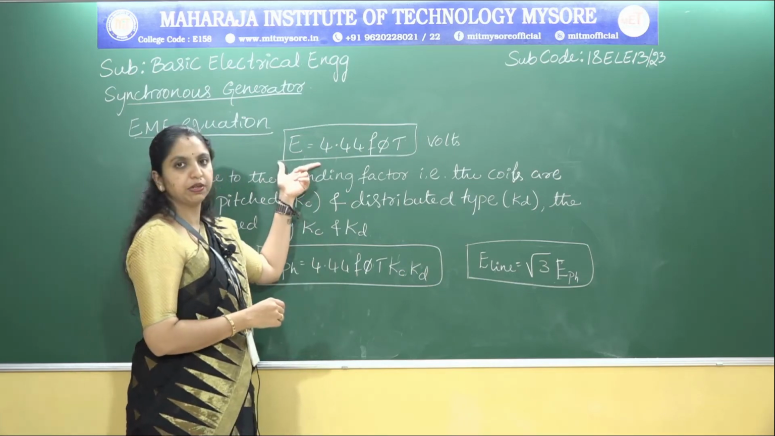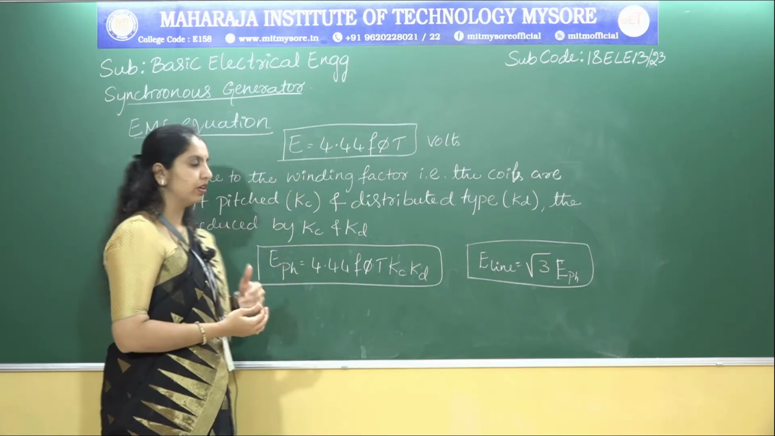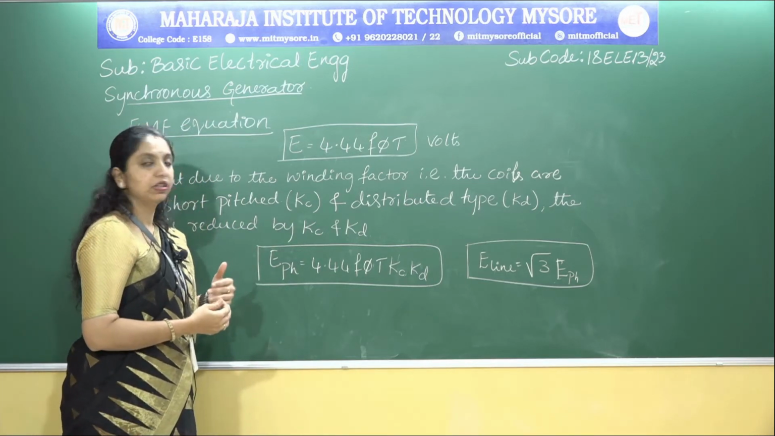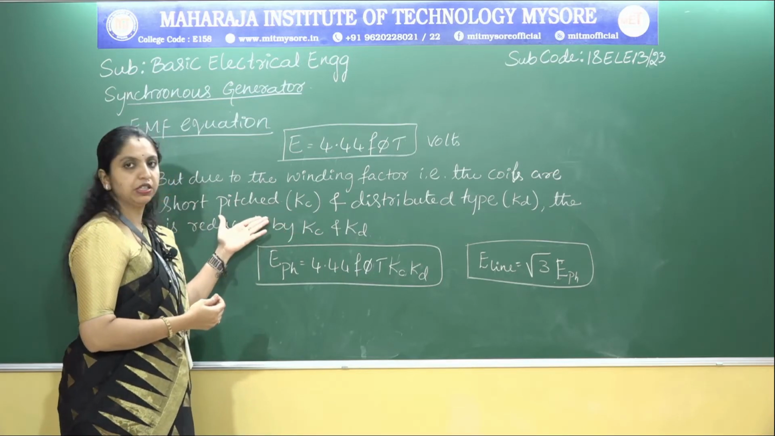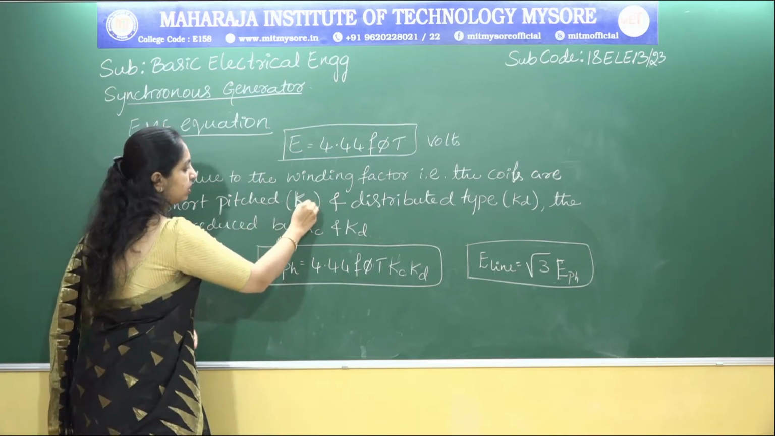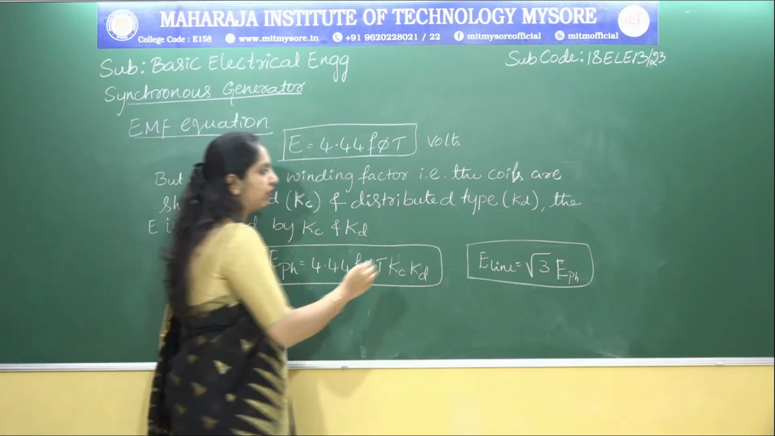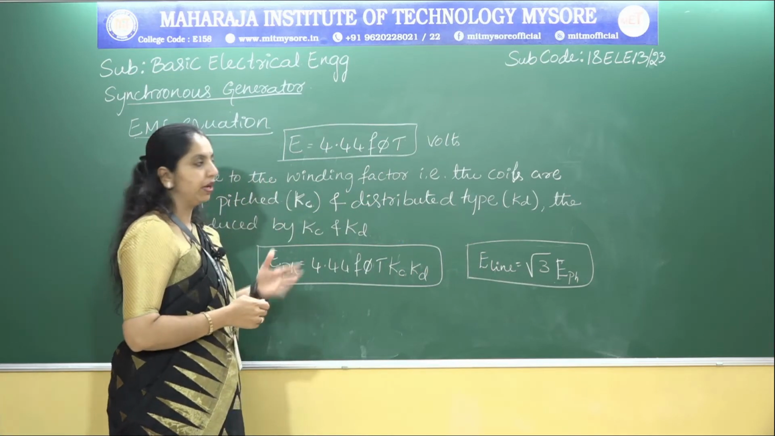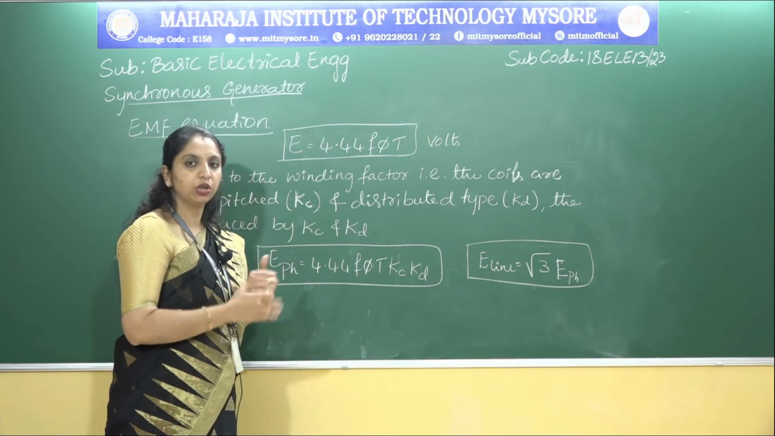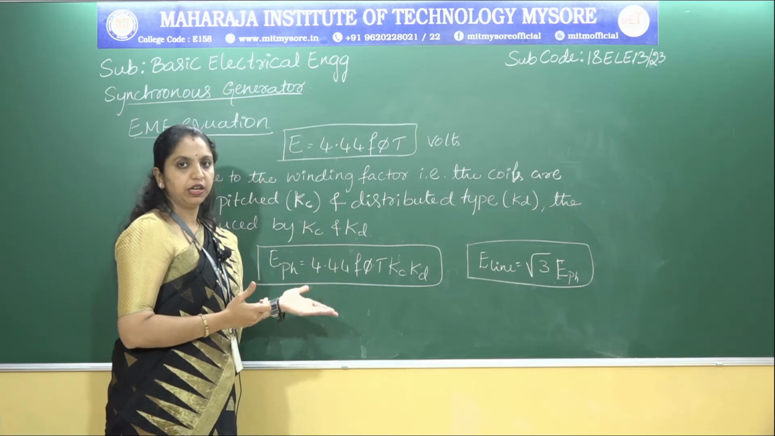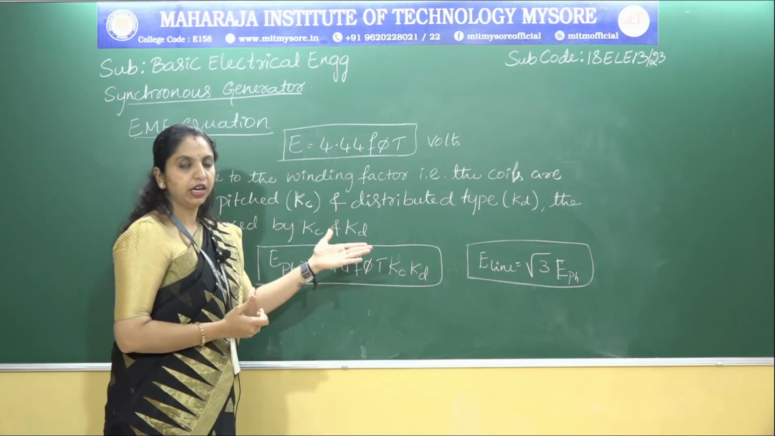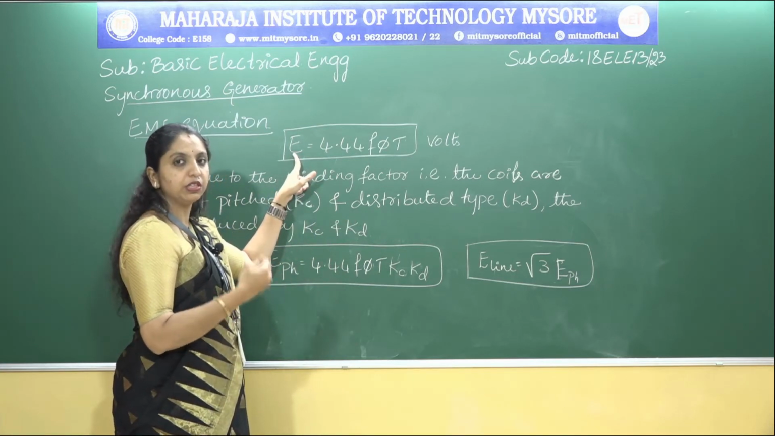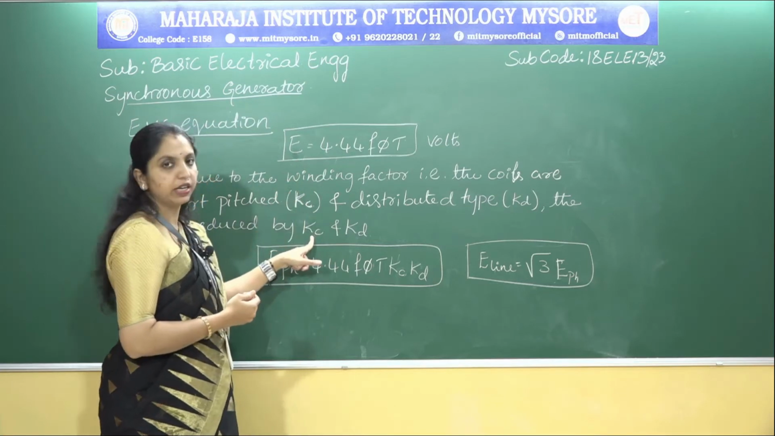Here after deriving this expression, we need to consider the winding factor. So remember here due to the winding factor, that is the coils are short pitched, we represent it as Kc, and the distributed type, and we represent it as Kd. Okay. So based on the winding factor, now the coils are short pitched and distributed type, which are considered as Kc and Kd. Finally the E, that is the RMS value, is reduced by this Kc and Kd.